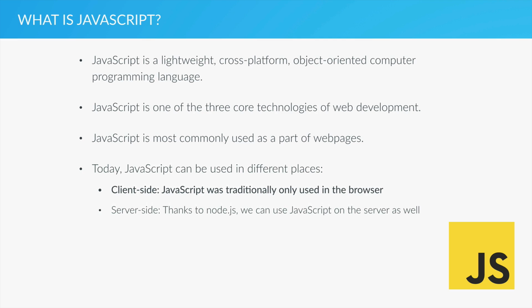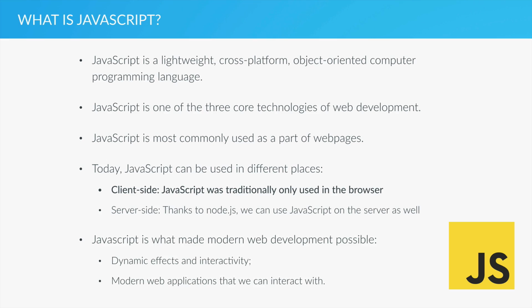So as I said in the beginning, this course covers the JavaScript language itself and how to use it in the browser, which is the more traditional way. So summarizing, JavaScript is what made modern web development possible. It allows us to add dynamics and interactivity to more simple websites, but it also allows us to develop complex modern web apps that we can interact with, and that almost feel like the apps that we use on our computers or phones every single day.